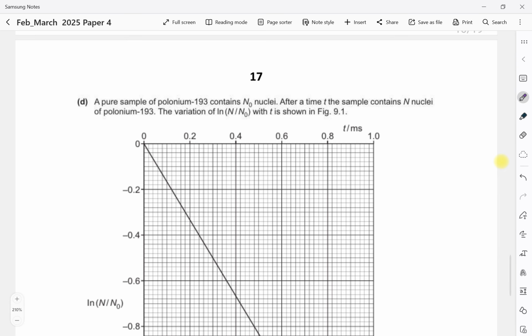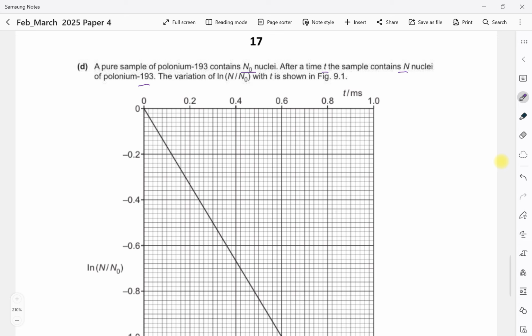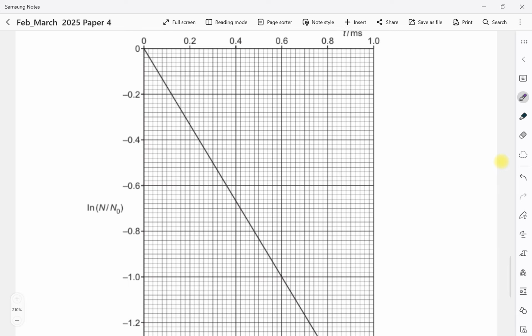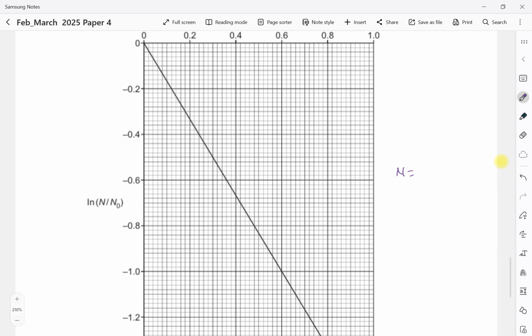Then part D, a pure sample of polonium-192 contains N0 nuclei. After time t, the sample contains N nuclei of polonium. The variation of ln of N over N0 with t is shown in the figure here. We know that N equals N0 e power negative lambda t for decay. So N over N0 equals e power negative lambda t. When we introduce natural log, ln of N over N0 equals negative lambda times t.